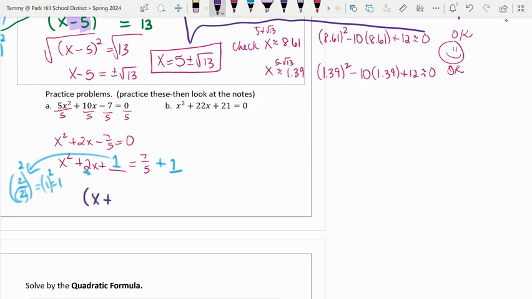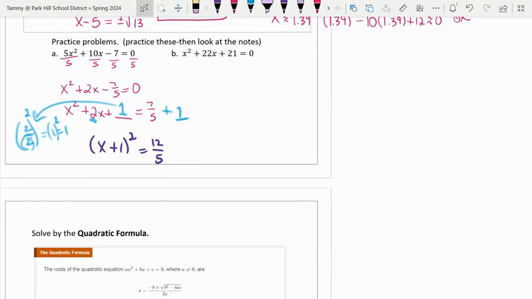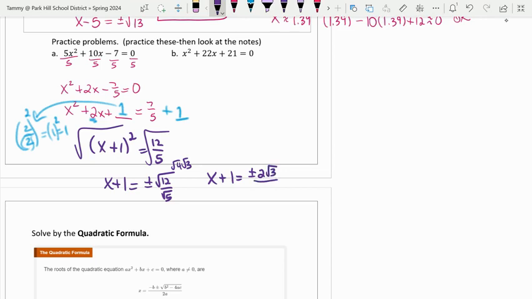So this is x plus 1 quantity squared, because that's what I had in here before I squared it, equals 7 over 5 plus 1 would be 12 over 5. Take the square root of both sides. So x plus 1 equals plus or minus square root of 12 over square root of 5. Take the square root of each now. So this means x plus 1 equals plus or minus, remember how you break down the square root of 12? That's the square root of 4, square root of 3. So plus or minus 2 square root of 3 over the square root of 5.